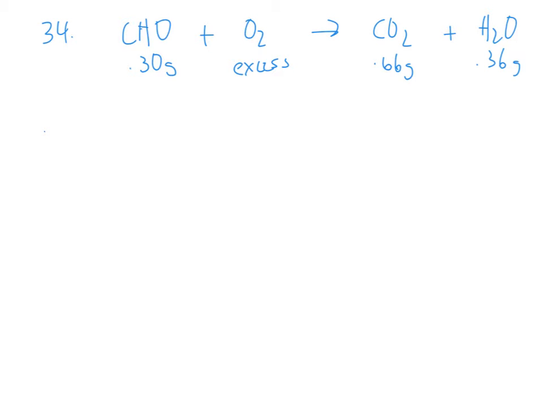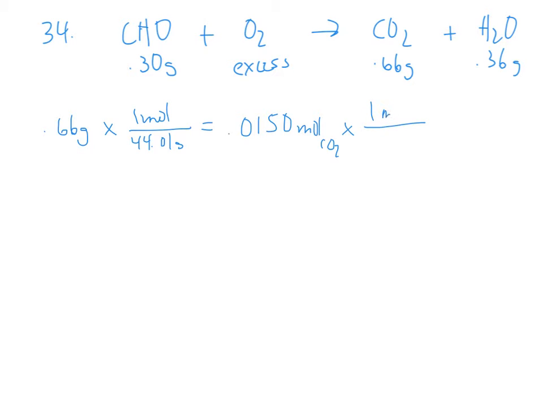What I'm going to do is take my 0.66 grams of CO2, and I'm going to convert that to moles of CO2, knowing that there's 44.01 grams per mole. So I'm going to get 0.014999 or 0.0150 moles of CO2, which means I also have that many moles of carbon, since carbon is in a 1-to-1 ratio in CO2. So now I know how many moles of carbon came from my original compound.